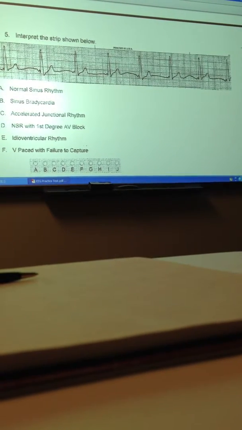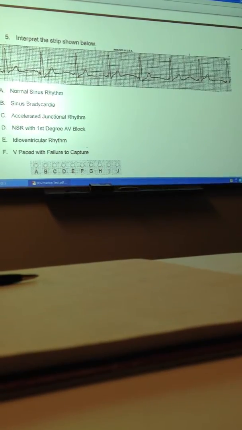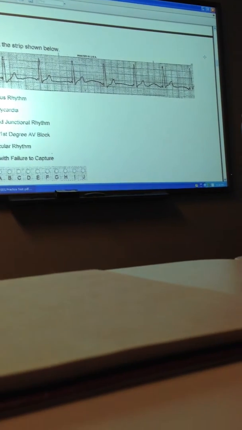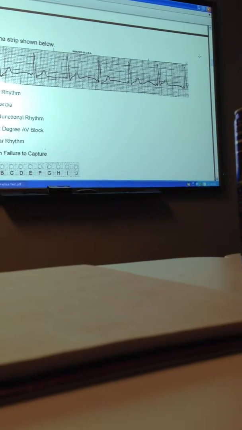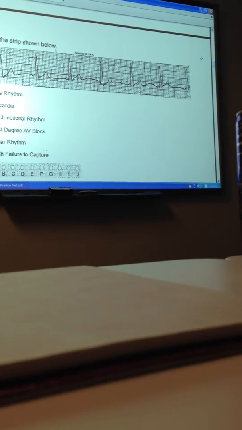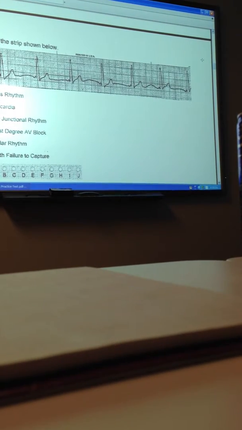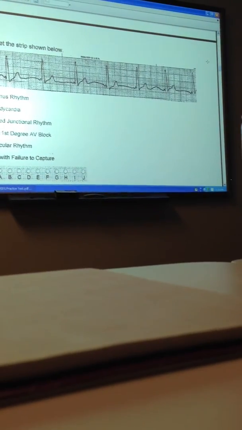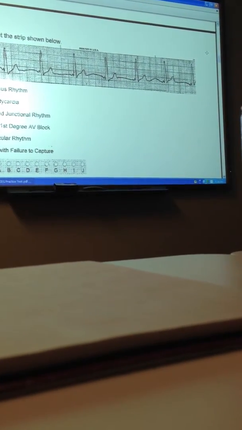What's normal? Normal's not going to be on the exam. You got to give me a number. It's 60 to 100. It's about 80. Okay, so we have a regular rhythm. Your PR interval is there, but it's very, very small.